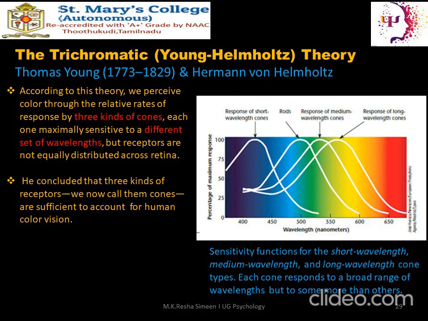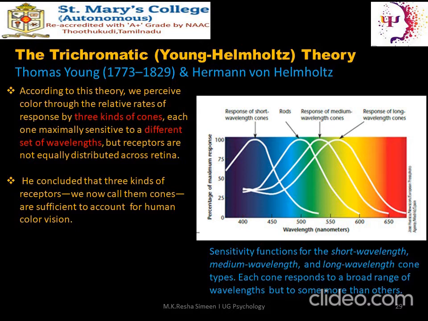According to this theory, we perceive color through the relative rates of response by three kinds of cones, each one maximally sensitive to a different set of wavelengths. But receptors are not equally distributed across the retina. He concluded that three kinds of receptors, which we now call cones, are sufficient to account for human color vision.